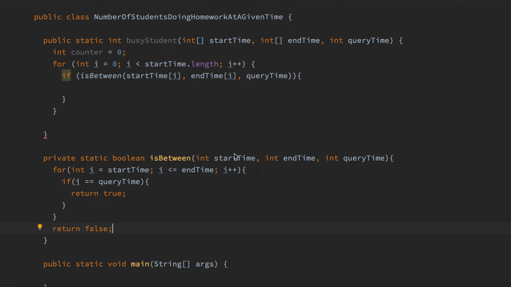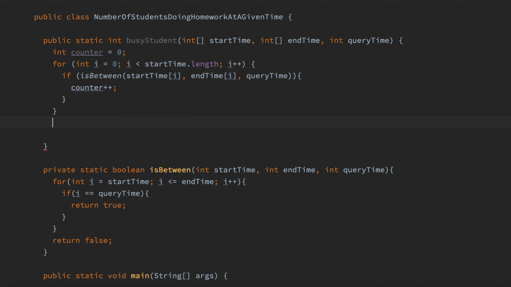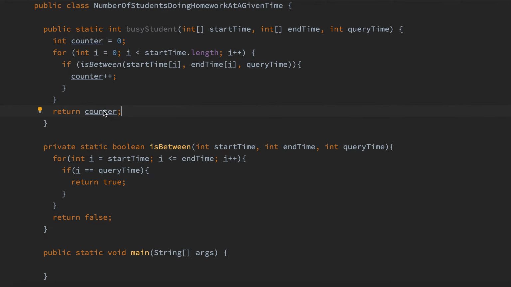This method is basically just going to take an individual student from these two arrays and check, is that individual student working at the query time. If they are, so if this returns true back up here, then we want to plus plus that counter. Otherwise, we don't need to do anything. At the end here, remember we said that we're returning an int, so we need to return our counter variable. Okay, end that with a semicolon. So that should be the solution there.